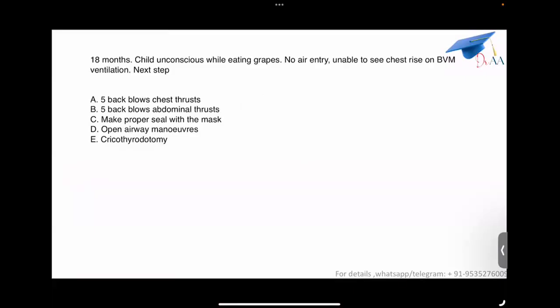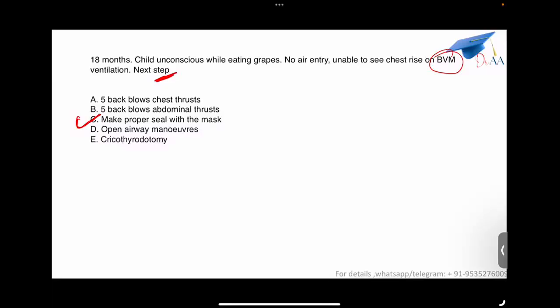We have an 18-month-old child unconscious while eating grapes. No air entry, unable to see chest rise on BVM, which stands for bag valve mask ventilation. They are asking for the next step here. Option A, open airway. Option C, proper seal with the mask. 18 months. Option C.